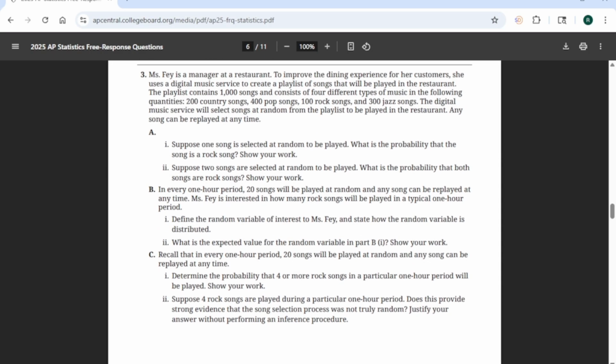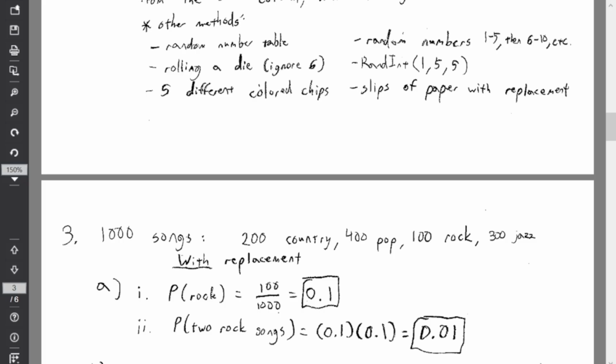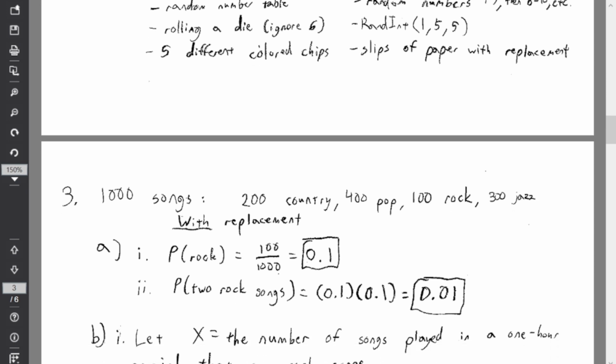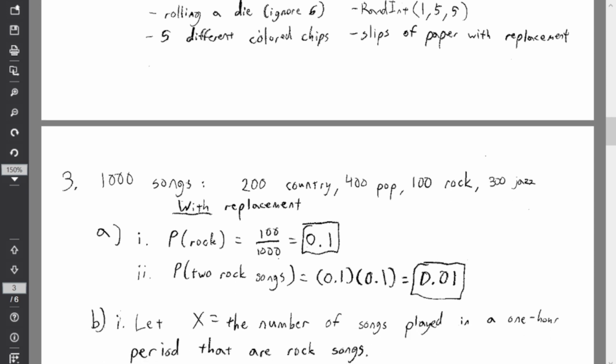Part B, we have 20 songs that we're playing in a 1-hour period, and we're interested in how many of the songs are rock songs out of those 20 songs in that 1-hour period. Well, let's make sure we define the variable. The variable is the number of songs that are played in the 1-hour period that are rock songs. How many of the songs are rock songs?